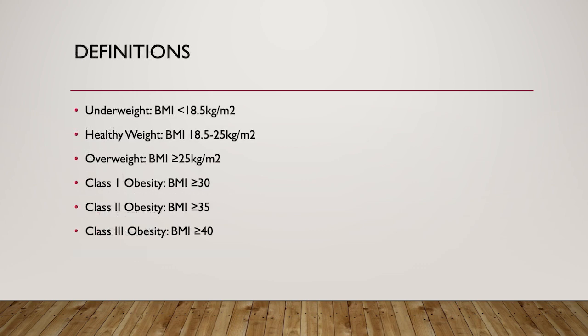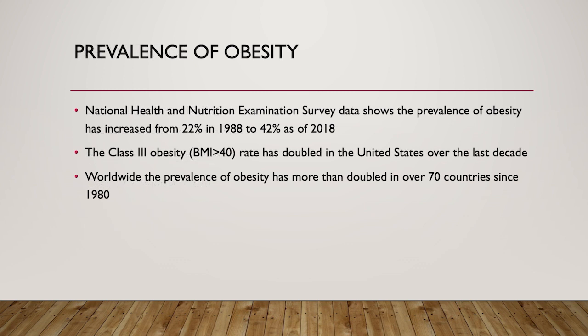Some basic definitions, and there's lots of problems with BMI, but it's very readily available to us just because it's your height and your weight. And so a lot of the population studies and the data we have just has BMI to go off, and so that's really what we rely on. So underweight would be less than 18.5 for a BMI. Healthy weight tends to be between 18.5 to 25. Overweight is greater than 25. And then we have the classes of obesity moving up from 30 to 35, and then greater than or equal to 40.